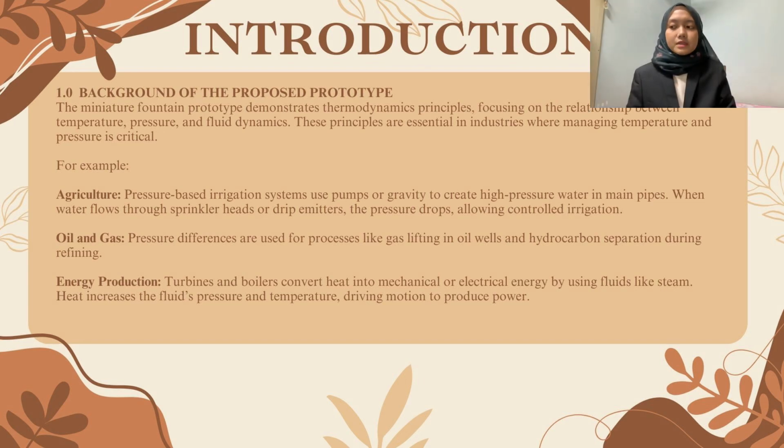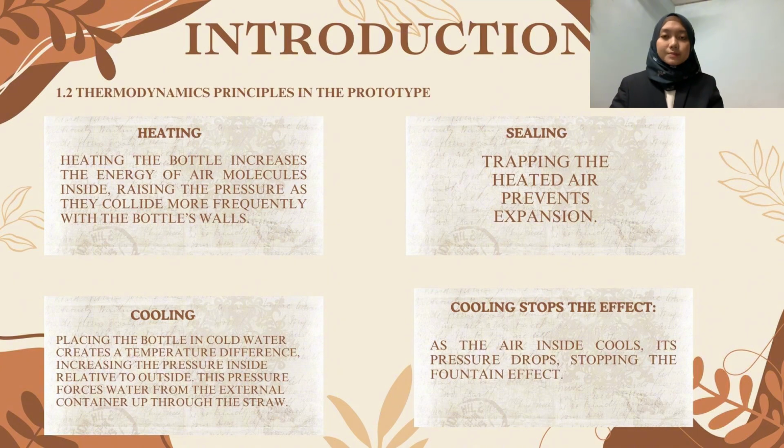The third example is energy production. Turbines and boilers convert heat to mechanical and electrical energy by using fluid like steam. Heat increases the fluid's pressure and temperature, driving motion to produce power. Next, I will explain to you all about the concept of the thermodynamic principle that applies in the prototype.